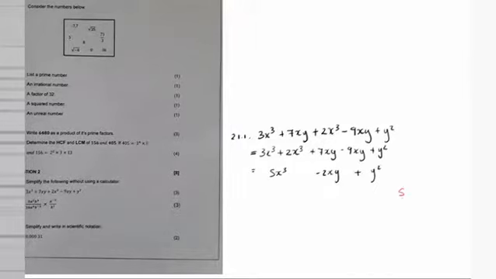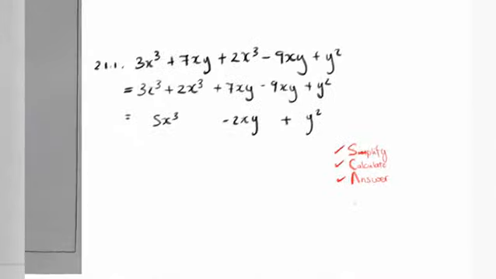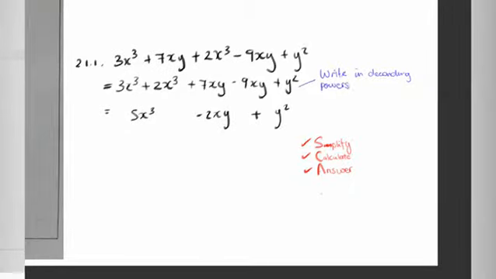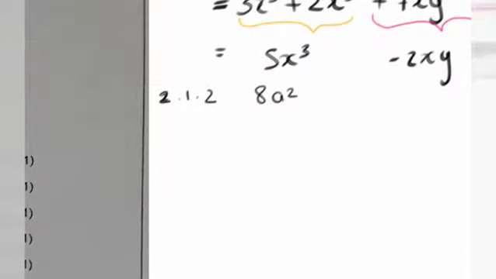Question number 2, they ask you to simplify the following. As you can see, there are 3 marks allocated. What I did here is, you normally get marks allocated to the simplifying, the calculating, and the answer. That is how your 3 marks are calculated. So remember those 3 steps and try to eliminate mistakes during those steps.